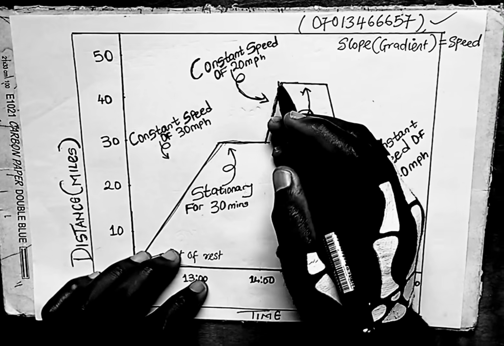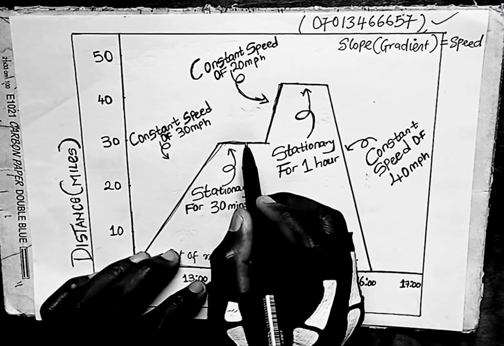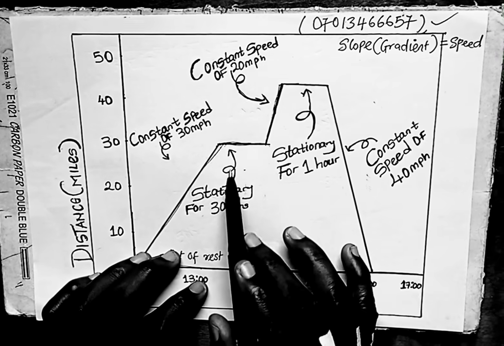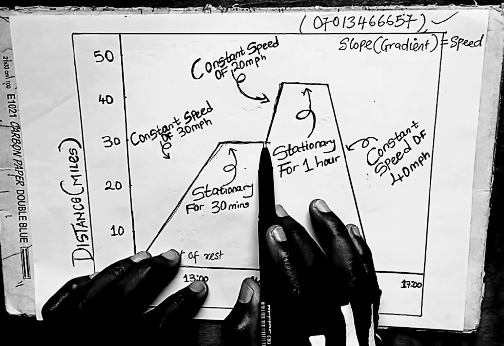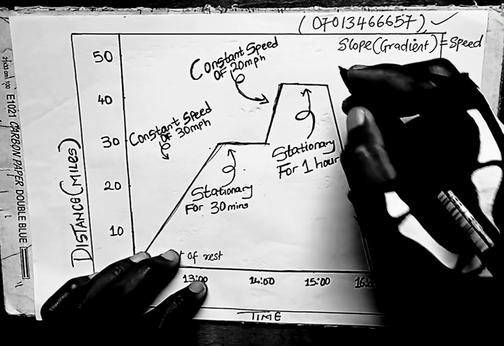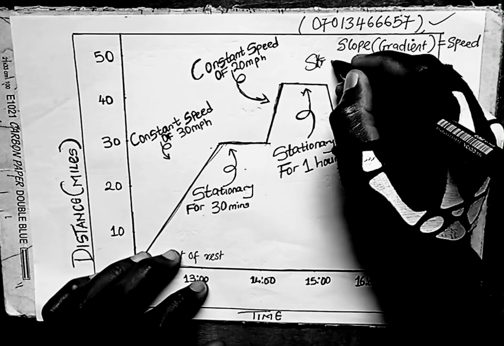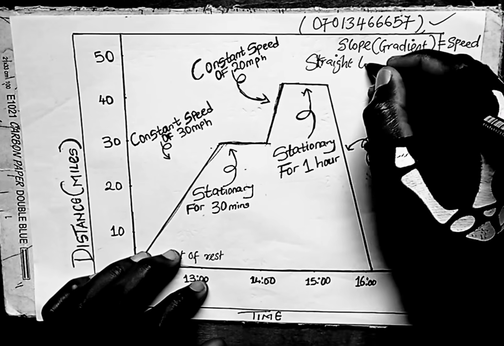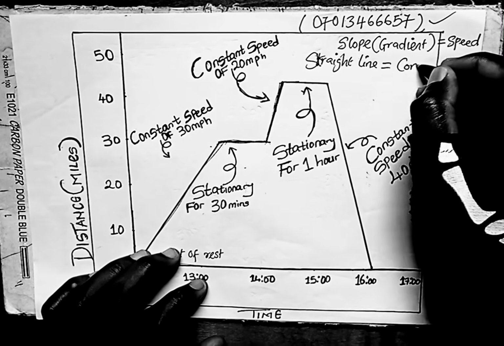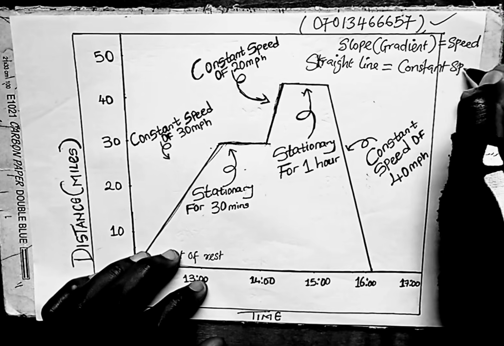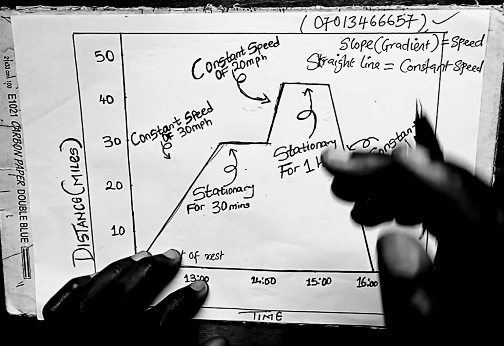The next is the straight line. A straight line is equal to constant speed, which means that the speed is constant. Where you have a horizontal straight line, that is no slope, and it is equal to constant speed. So a straight line is equal to constant speed.